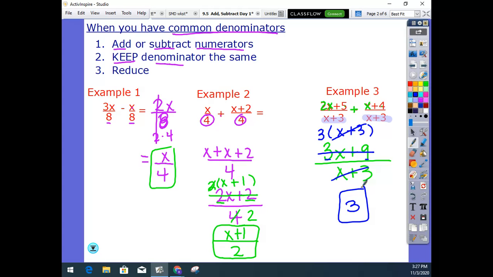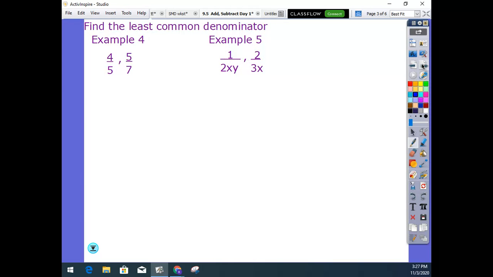All right, so these were all problems that had a common denominator. Let's focus on how we would get a common denominator. So 5 and 7, those are both prime numbers, so I need to multiply 5 times 7 to get my common denominator of 35.